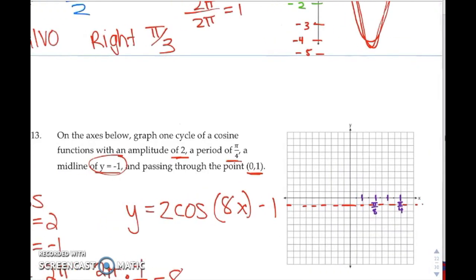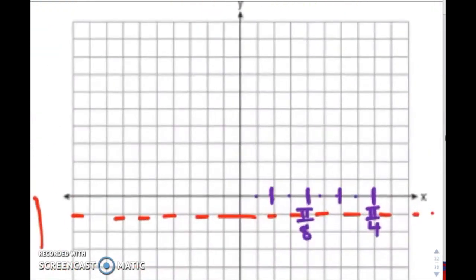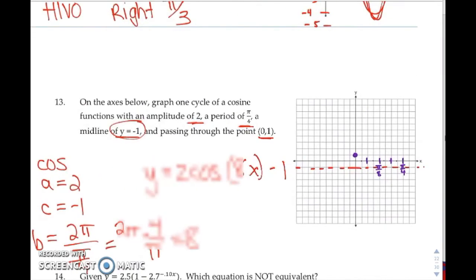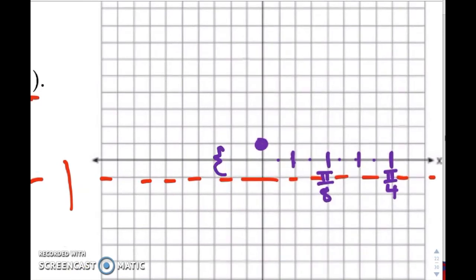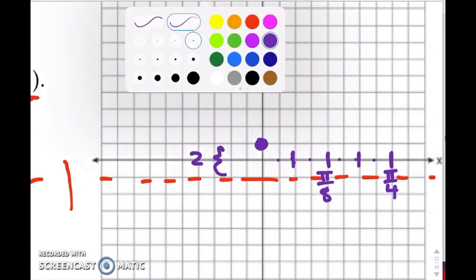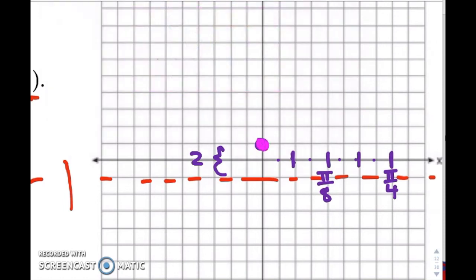Now, I know it's a cosine curve. I know the amplitude is 2. So it starts at its maximum there, right? Or 0, 1, sorry. It starts at its maximum because that's up 2 from its midline. So this is going to start at its maximum, go to its midline, go down to its minimum, go back up to its midline, and go back up to its maximum.